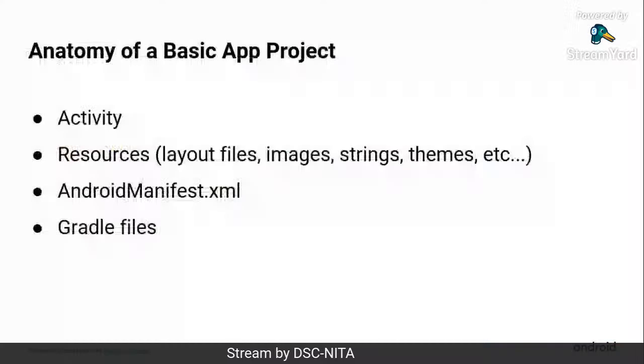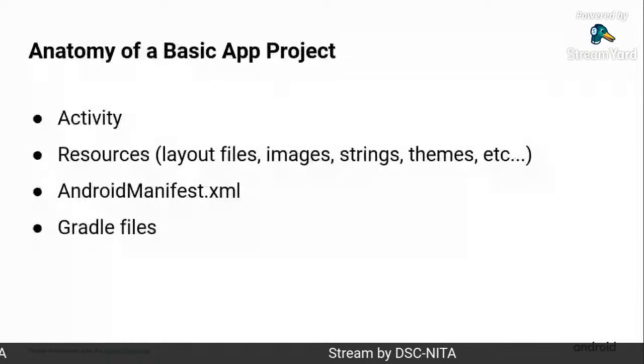Okay. So the anatomy of a basic app project. There is an activity file. An activity is how the user interacts with your app, and it takes care of creating a window to display your UI in. This is the basic functionality of an activity. Resources are the additional files and static content that your code uses, such as layout files, images, audio files, strings, themes, and more.